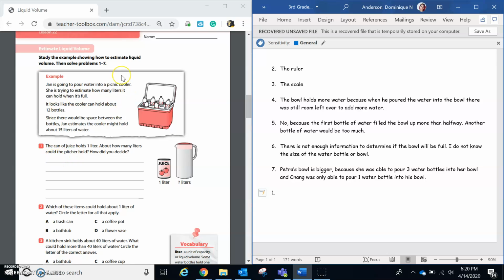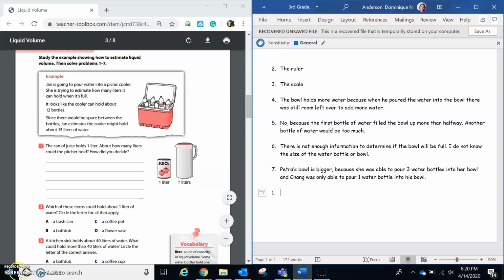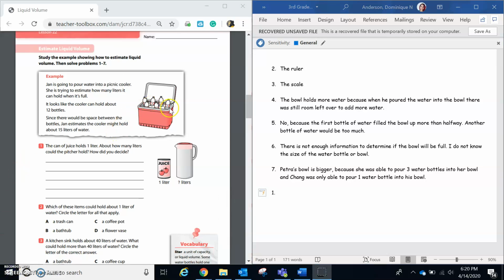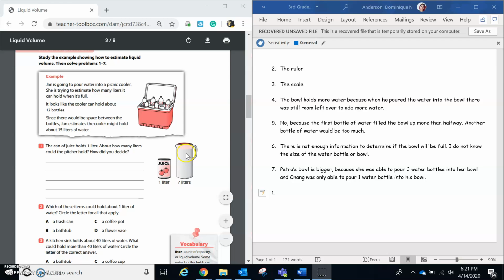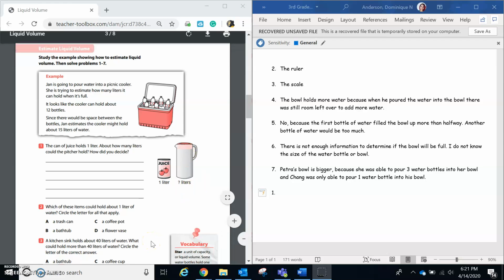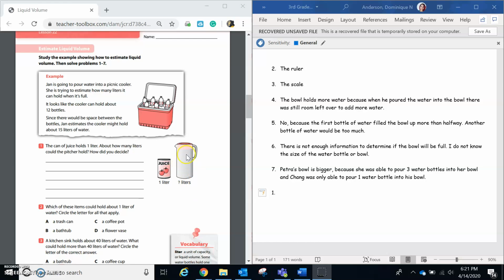Now, that was our example, just to get us thinking. Because she put 12 bottles in here, and I'm assuming that each one is about 1 liter with some space, that's where she rounded it up to 15 liters. So now let's look. The can of juice holds 1 liter. About how many liters could the pitcher hold? How did you decide? All right, so if we look, our can of juice is almost as tall as our pitcher. So how many cans would you say we could get into our pitcher?